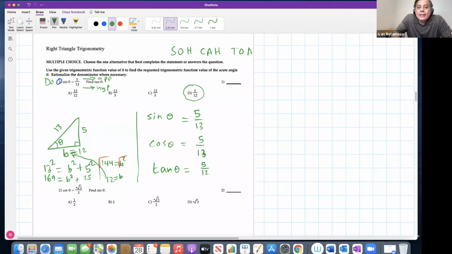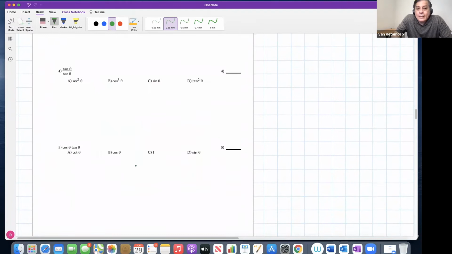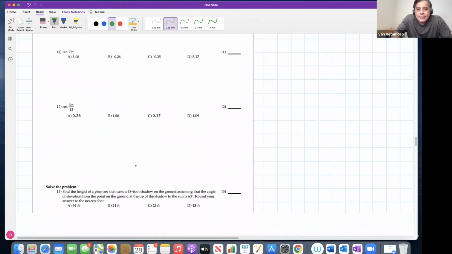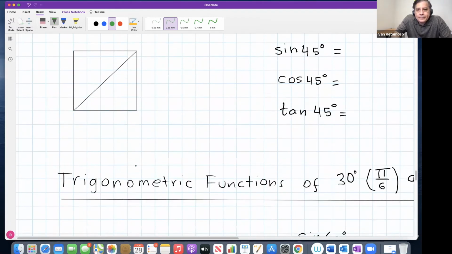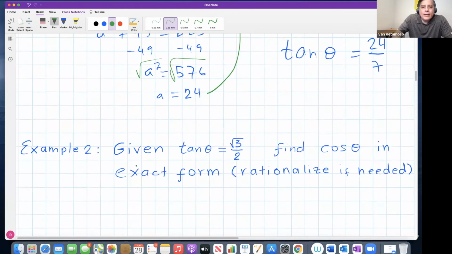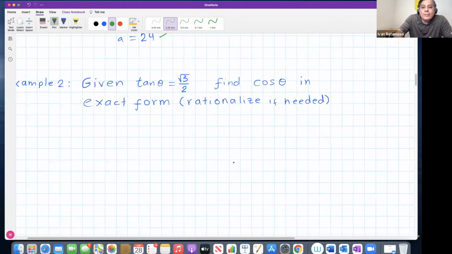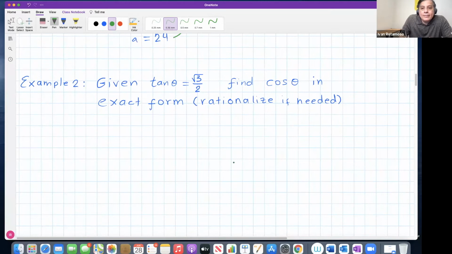Now, what to do when they give you radicals? Radicals, like in here, right? Say, Professor, could you explain that? It's tricky. So I will give you an example here first. Let's do it here. What to do when they give you radicals? For example, this, right? Tangent of theta is square root of 3 over 2, for instance. How to deal with this? They want cosine. All right, so as I did before, right?